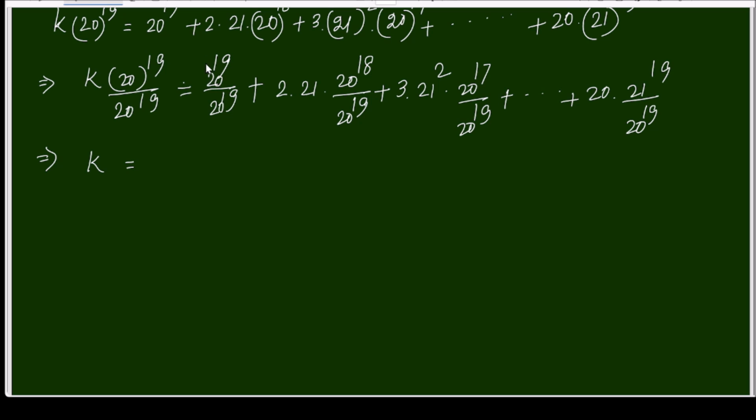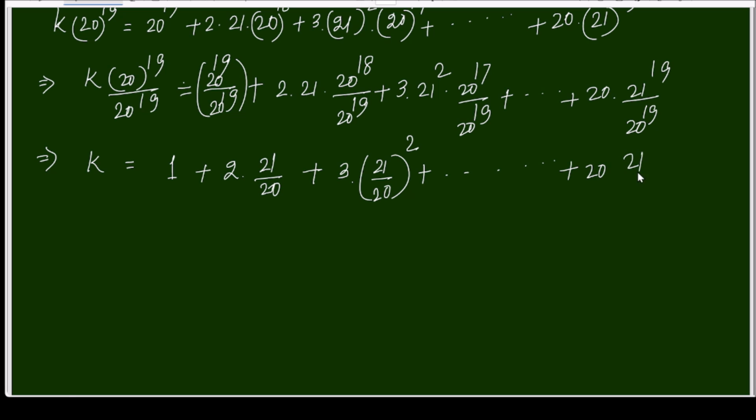So you will find the first term is equal to 1 and the second term is equal to 2. Here 20^18 divided by 20^19, so I'll get 20 in the denominator, so I'll write 21 over 20. In the third term, this is 20^17 divided by 20^19, so I'll get 20² in the denominator, so I can write 21² by 20². And the last will be 21 over 20 whole to the power 19.